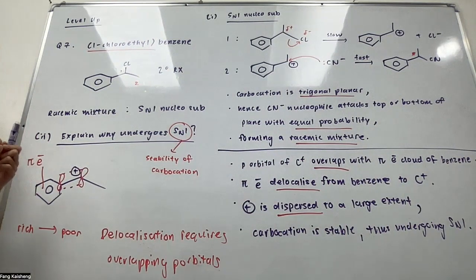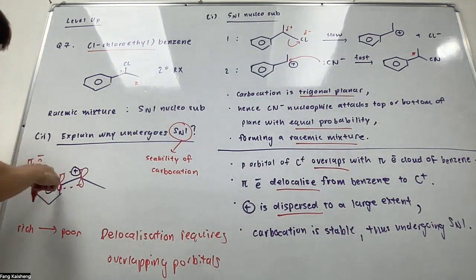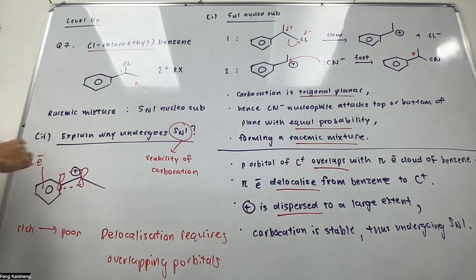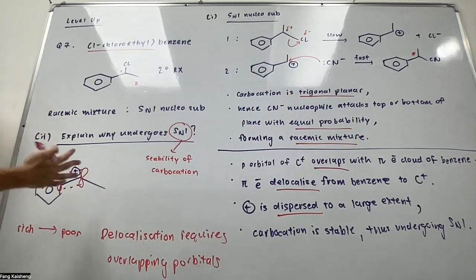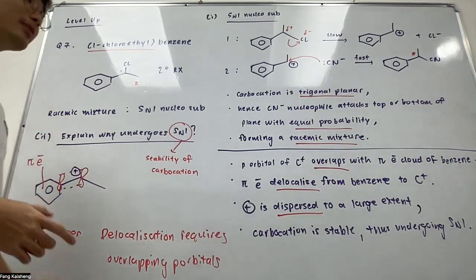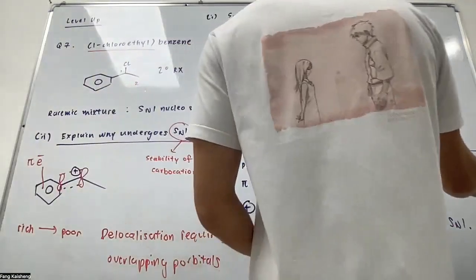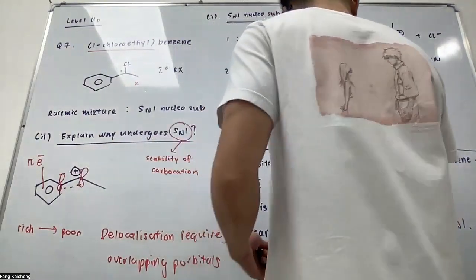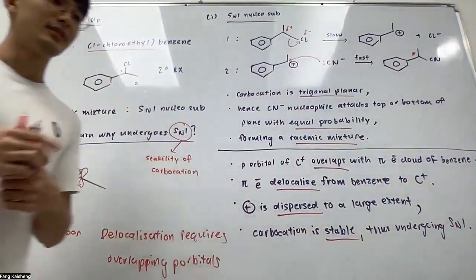You must say pi electrons, right? Because the p orbitals contain pi electrons, not like sigma electrons. It's a pi electron cloud, delocalized, and the pi electrons are similar. Okay, so that's it.